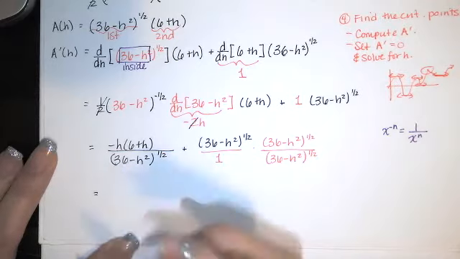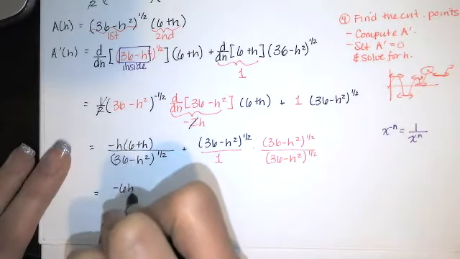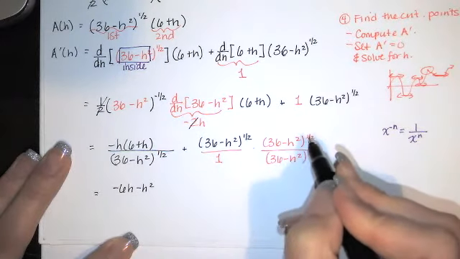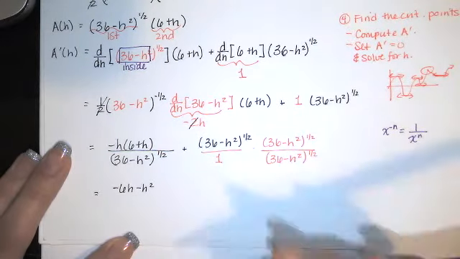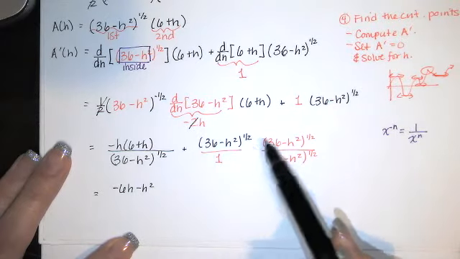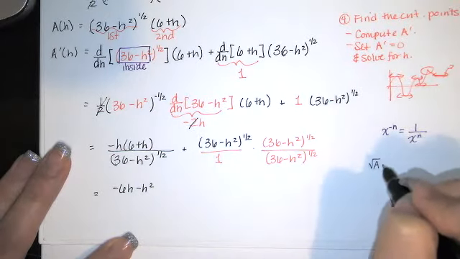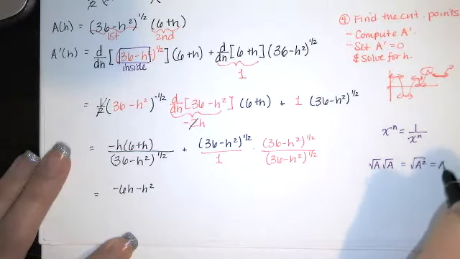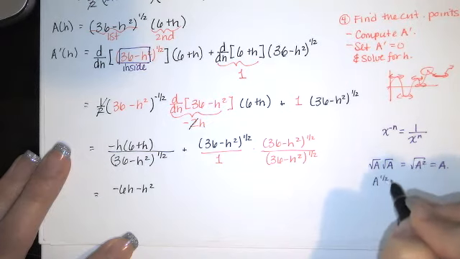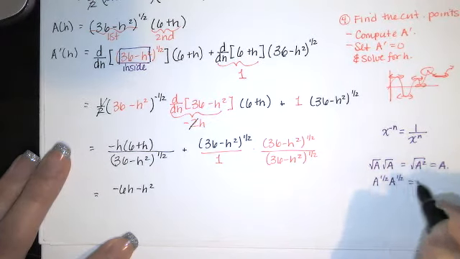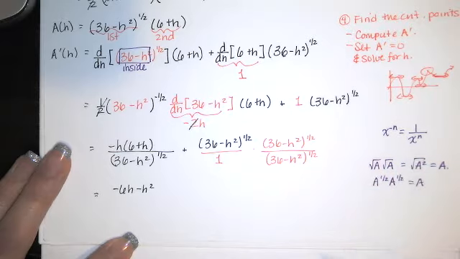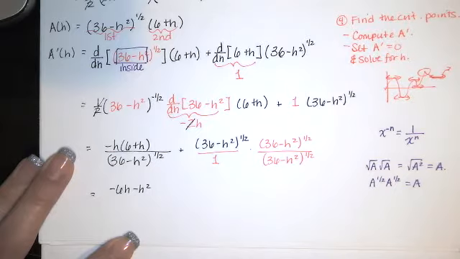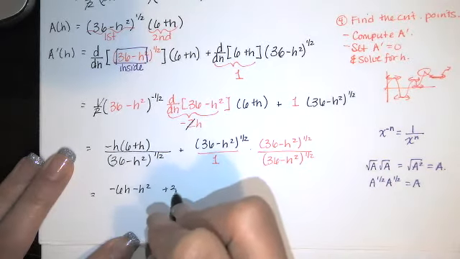And we multiply. You can distribute in the numerator. Over here, you've got something to the 1/2 times the same thing to the 1/2. You can think of that a couple of different ways. You can think of it as a square root of something times itself. Square root of a times square root of a is square root of a squared, or just a. Or you can think of that as an exponent property. You just add the exponents. 1/2 plus 1/2 is 1. So we will have this 36 minus h squared to the first in the numerator over here.